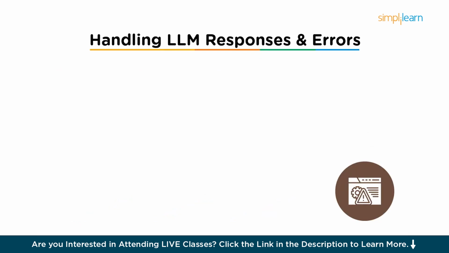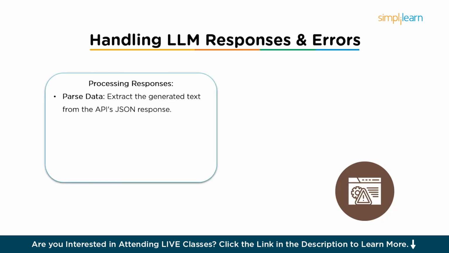Once you have sent your request to the LLM API, the next crucial step is handling the LLM response and errors. This involves both correctly processing the data you receive back and gracefully managing any issues that might arise. Let's break this down into two main areas: processing responses and robust error handling. The one on the left is processing response. Parse data: the LLM response typically comes back in a structured format, most commonly JSON. Your first task is to parse this data and extract the generated text from the API's JSON response. You will need to know the specific structure of the JSON payload for the LLM you're using.